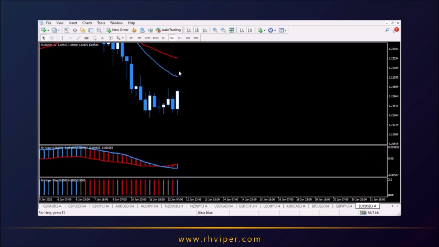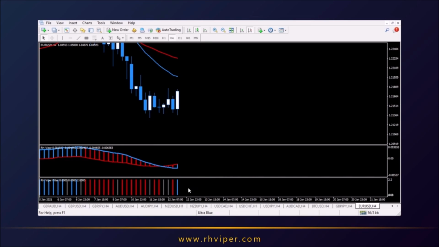The price is underneath the moving averages. The blue moving average is underneath the red moving average. So we've got the downtrend on the price chart. When we're looking at the RHViper indicator, the Viper line, the blue Viper line is below the red Viper line. So we've got the full downtrend.